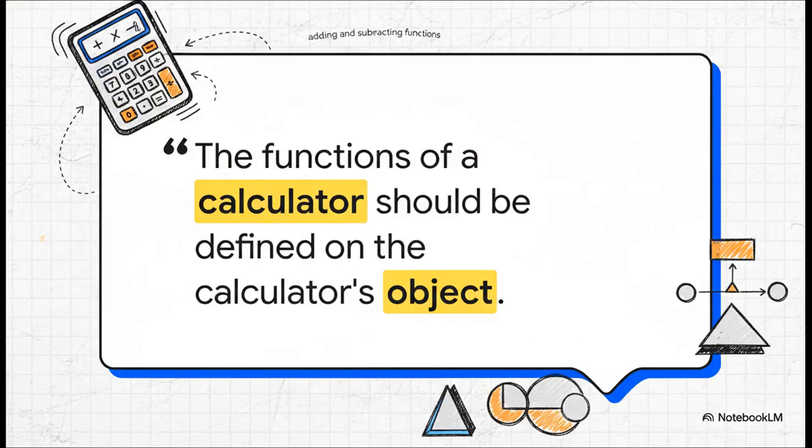This quote from the source material is such a perfect analogy. It just makes sense, right? If you have functions for adding, subtracting, multiplying, well, where do they belong? They belong inside a calculator object. This is exactly how objects help us write code that's logical, intuitive, and way more organized.